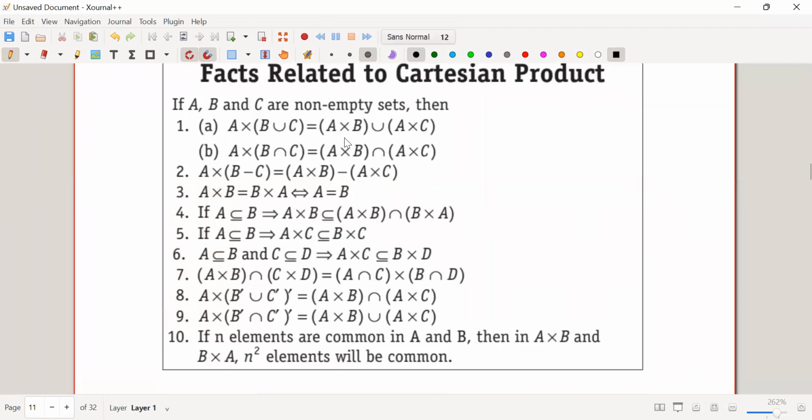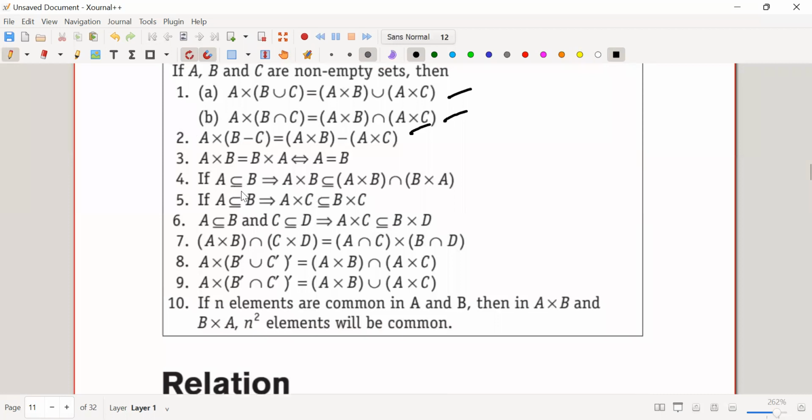A cross (B union C) is just like the distributive property. A cross B is not equal to B cross A in general. If A is a subset of B, then A cross B is a subset of B cross A. A cross B intersection B cross A.